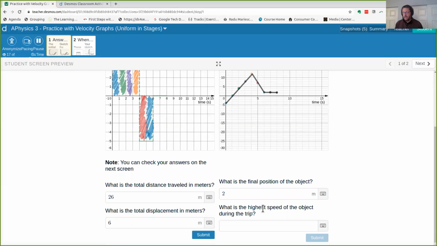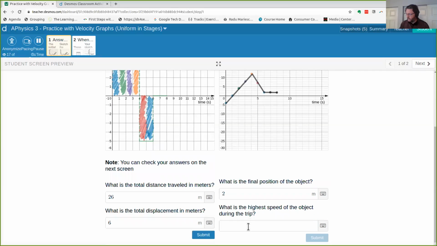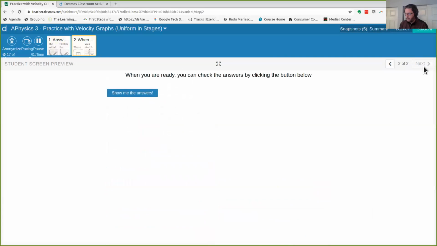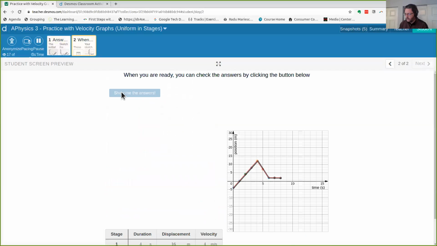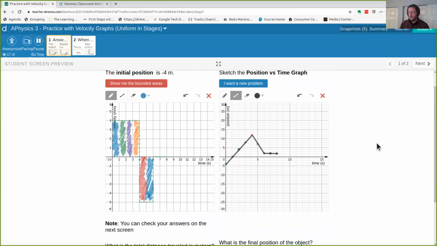And what's the highest speed of the object during the trip? So that's when is it going the fastest? Well, it's going 4 meters per second for the first part, -5 for the second part. The highest speed is 5. And submit, and submit. And then I can check my work on the next page. Show me the answers. 6 and 6, 26 and 26, 2 and 2, 5 and 5. Graph matches mine. All right, I did it.